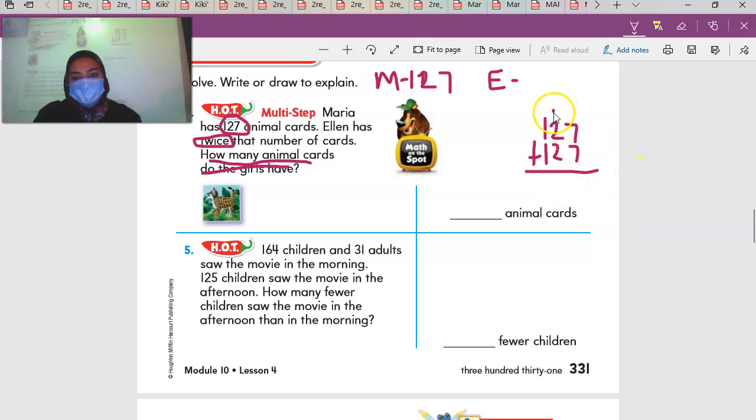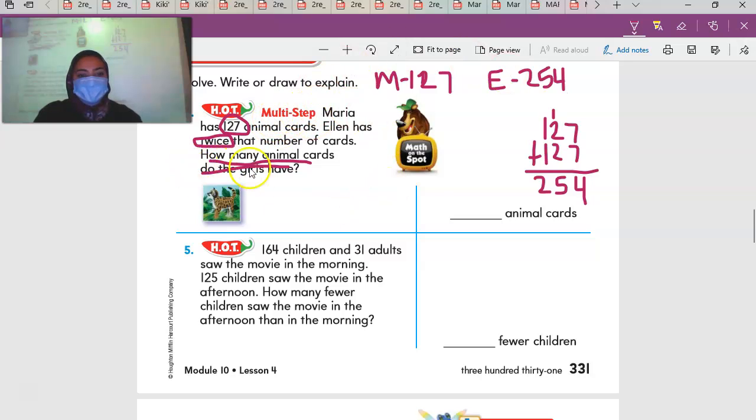7 plus 7 is 14. 2 plus 2 is 4, plus 1 is 5. 1 plus 1 is 2. So how many does Ellen have? Ellen has 254. Is that our answer? No. This is where you guys always get it wrong on the yellow page, on that hot problem. You always just do the first step and say, I'm done. Wrong. There's a 2-step. It says multi-step.